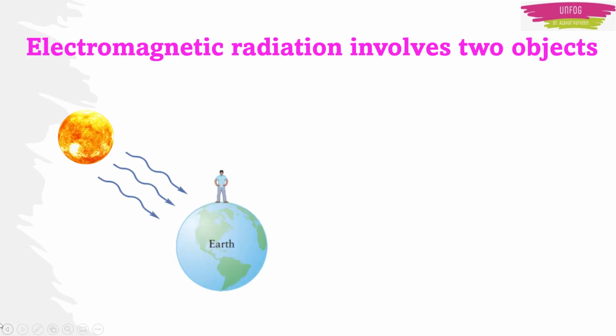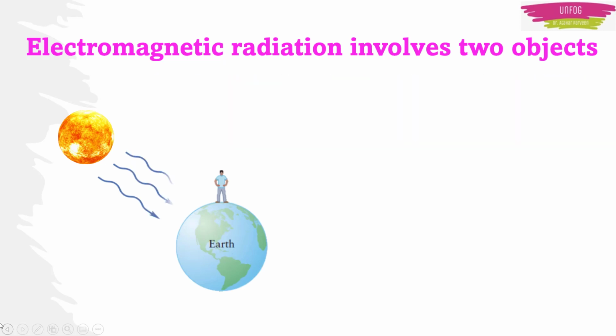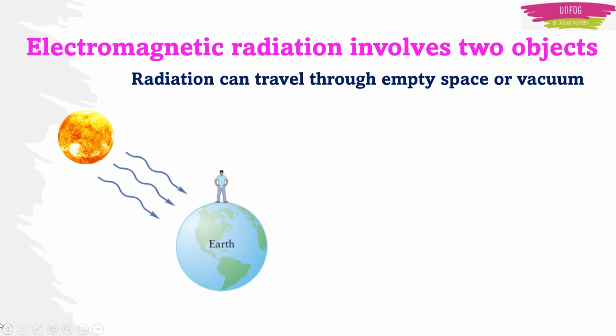Radiative heat flow involves energy carried by electromagnetic radiation and involves two objects, which might be the sun and a person on the earth. Radiation can travel through empty space or vacuum. That is why we can still feel heat from the sun even though it is about 152 million kilometers away from earth.